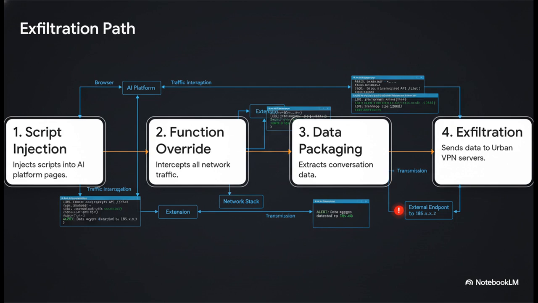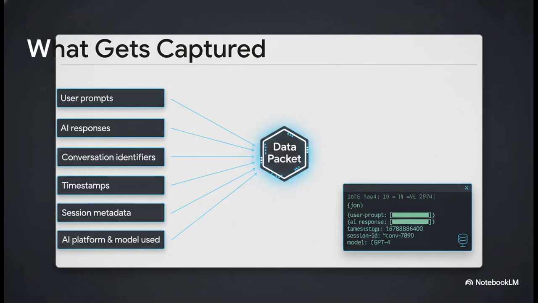Once they've intercepted the API responses, they parse everything to pull out your prompts, the AI's responses, and all the associated metadata. And finally, that packaged data is sent off to endpoints controlled by Urban VPN. This whole thing happens before the data is even rendered in your browser. And what kind of data are we talking about? Well, it's basically everything. The full content of your conversations, so every prompt you type and every response the AI gives back, plus all the metadata: conversation IDs, timestamps, session info, and even which platform and model you were using.